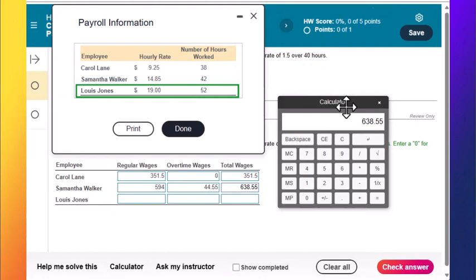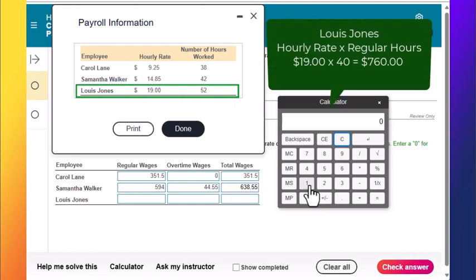We're going to go ahead and clear out our calculator again and then move on here to Lewis Jones. The hourly rate is $19 and he has worked 52 hours, so again over 40. We will be calculating overtime wages here. So to start out, we're going to multiply $19 times the first 40 hours that he worked in order to get $760 for his regular wages here.